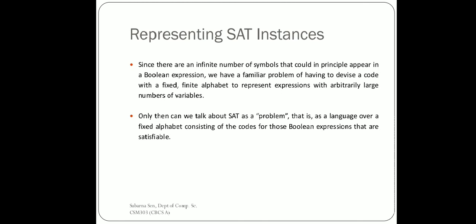Okay. So since there are an infinite number of symbols that could in principle appear in a Boolean expression, we have the familiar problem of having to devise a code with a fixed finite alphabet to represent expressions with an arbitrarily large number of variables. Only then can we talk of SAT as a problem, that is, a language over a fixed alphabet consisting of codes for those Boolean expressions that are satisfiable.